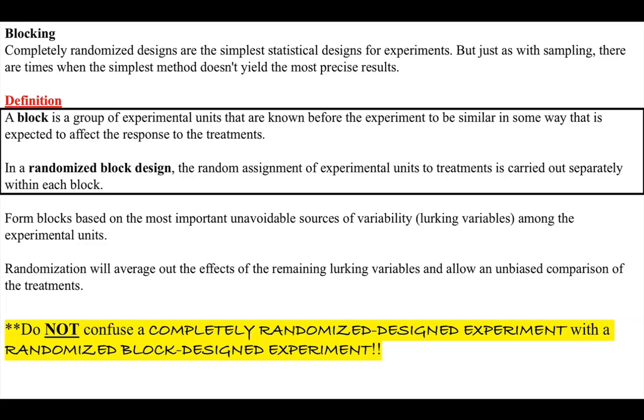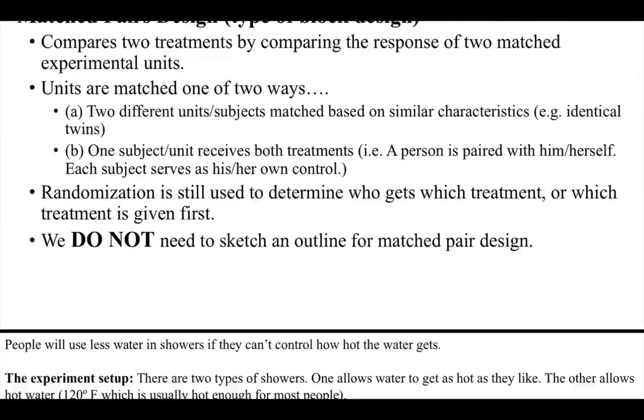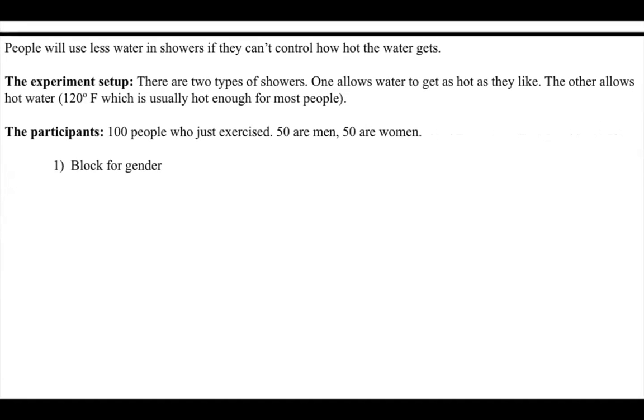Form blocks based on the most important unavoidable sources of variability, lurking variables, among the experimental units. It's not the same as a completely randomized design that we did on Friday. We're going to do a randomized block. That's the one we're going to focus on today. So let's skip ahead a little bit. Skip matched pair for right now. Let's do this one right here. People will use less water. That's the conjecture.